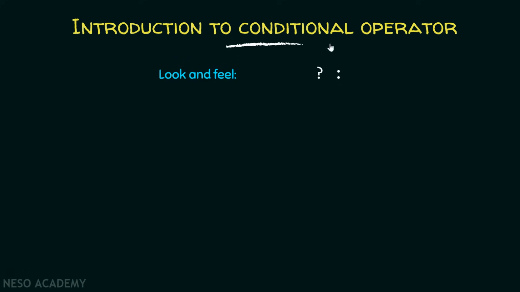This is how a conditional operator looks like. Question mark, then a colon. Let me tell you one thing. Conditional operator is a ternary operator. Therefore, it requires 3 operands. Now let's try to understand why do we need this conditional operator.